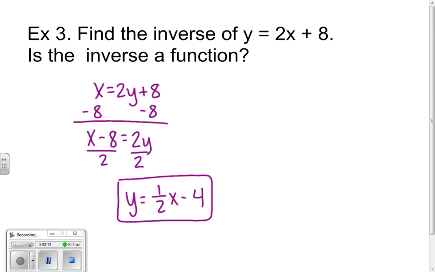y equals 1/2 x minus 4 is a diagonal line. Generally speaking, it would kind of look like that. And so this is a function. It'll become a lot more clear when I show you an example of one that is not.